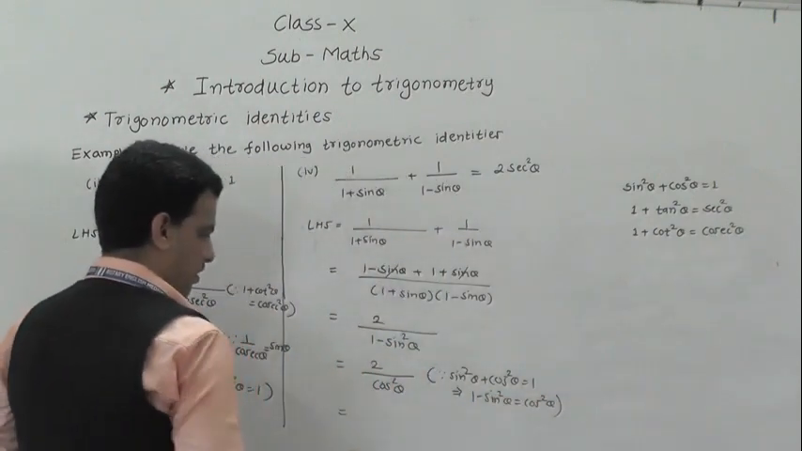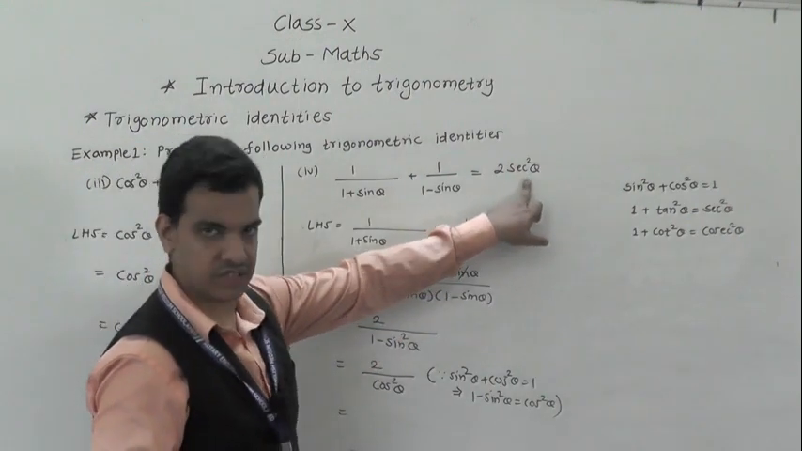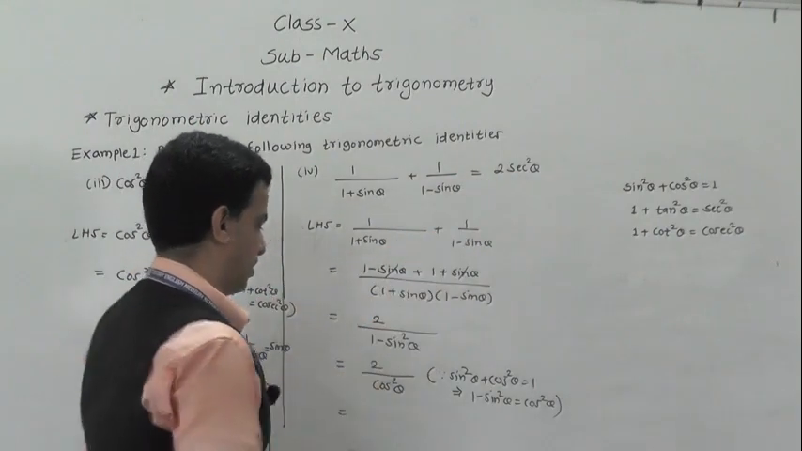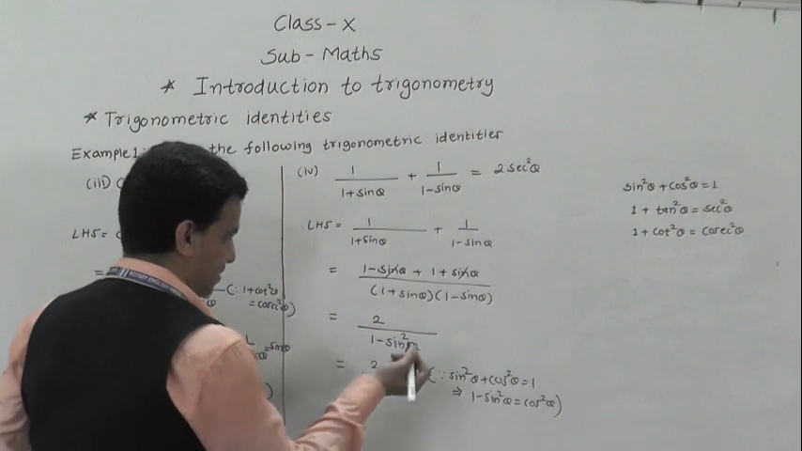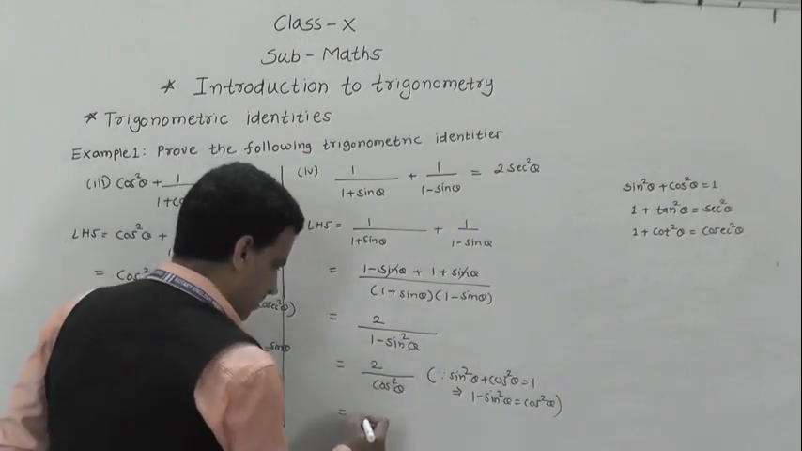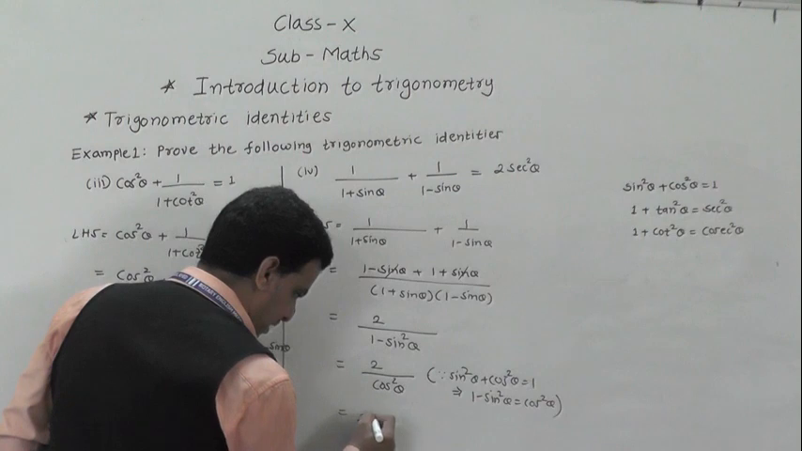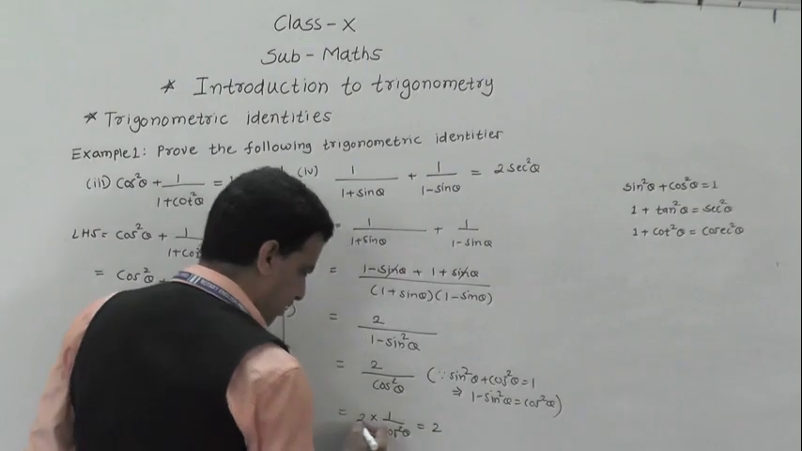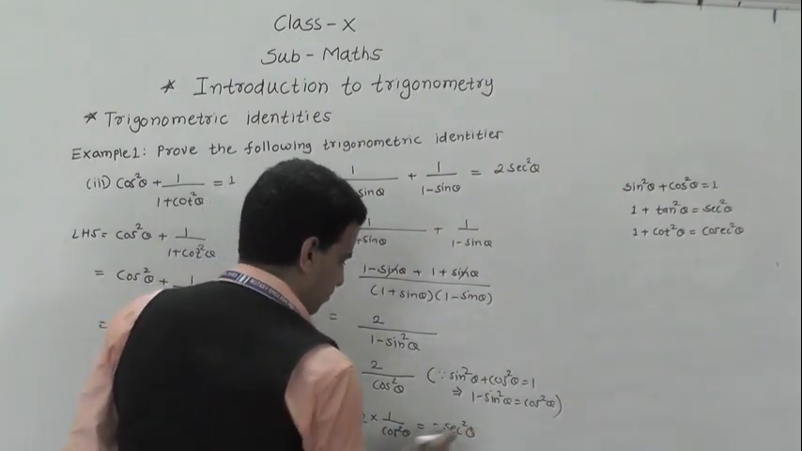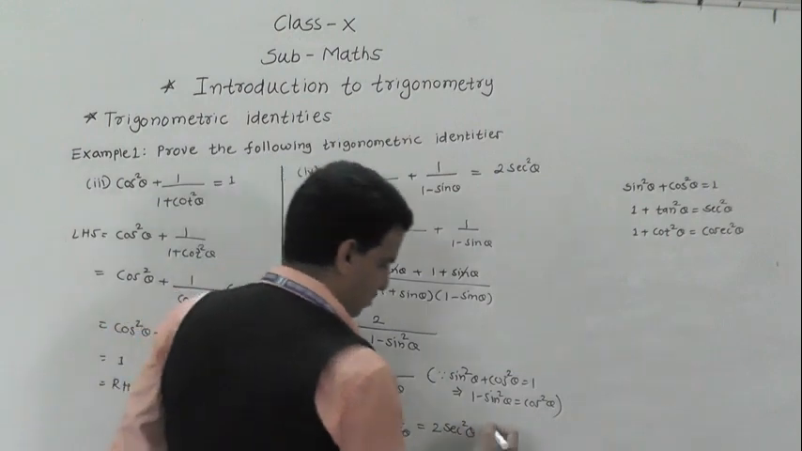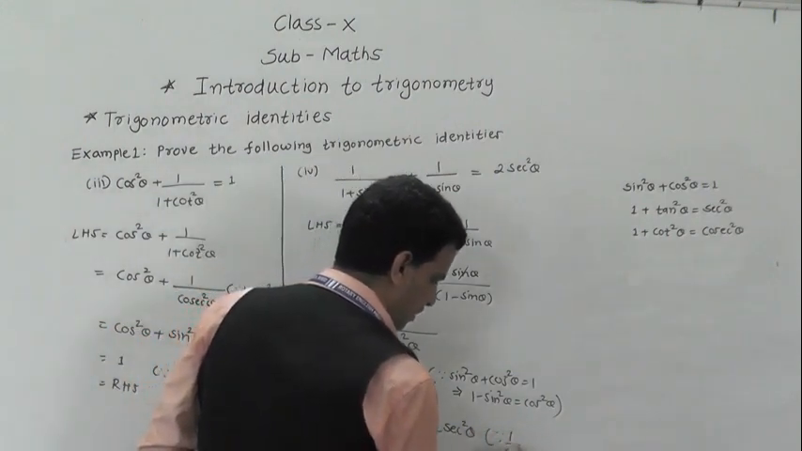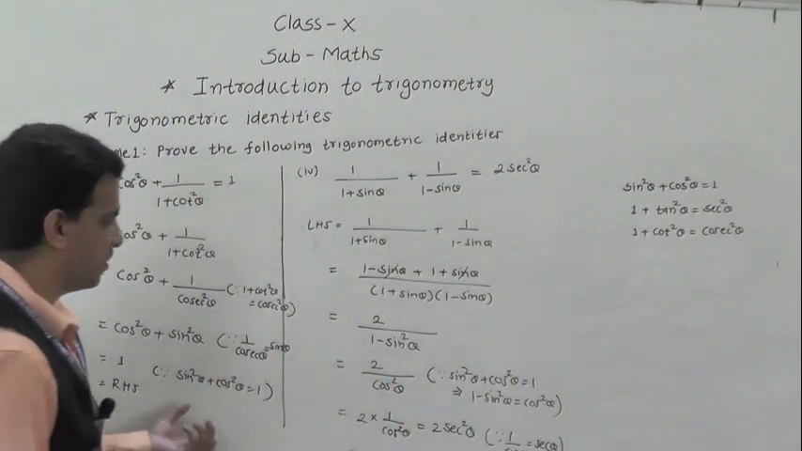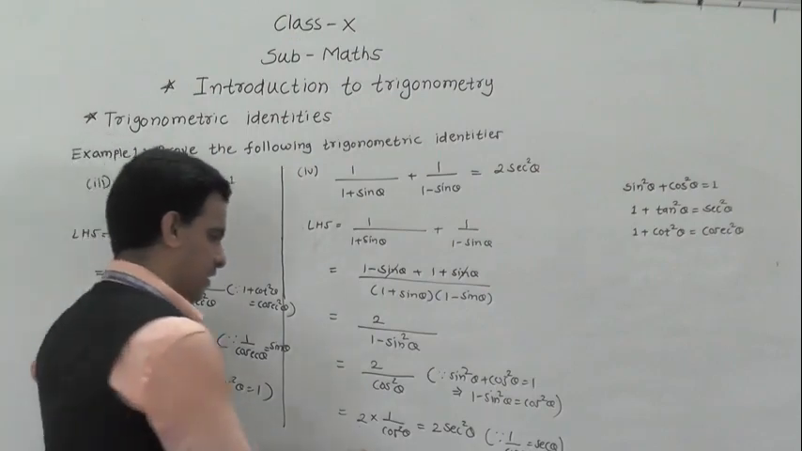Okay, now again we want here 2 into sec square theta, so 2 is here, we want sec square theta. We know that 1 upon cos theta is sec theta, so we can write 2 into 1 upon cos square theta. So this we can write as 2 into sec square theta, because 1 upon cos square is sec square, since 1 upon cos theta is equal to sec theta. So 2 sec square theta. Okay, so this is the RHS.